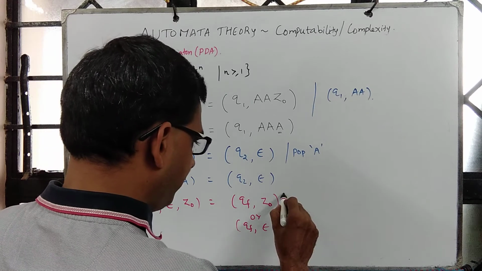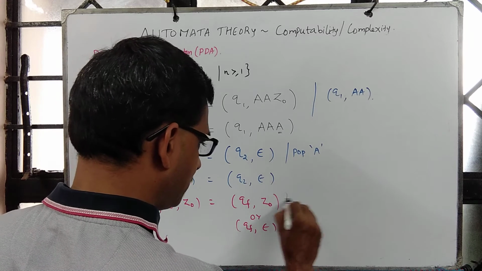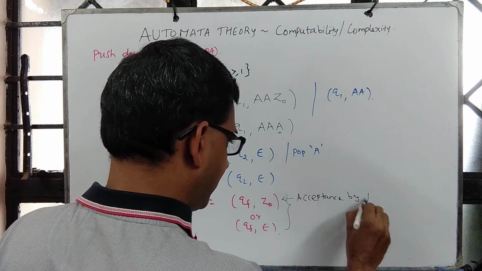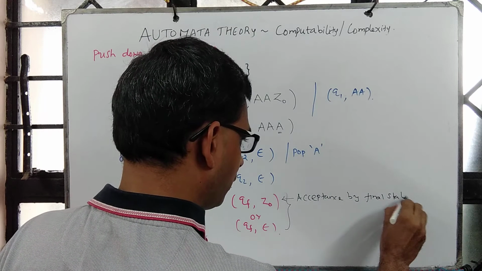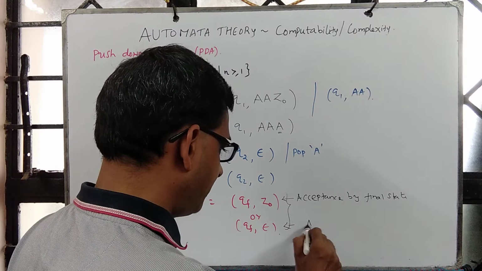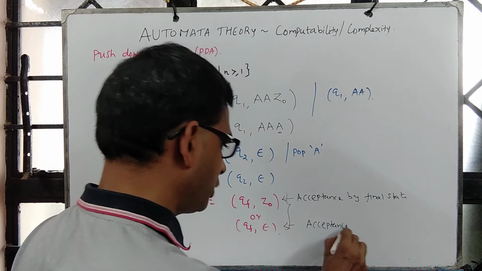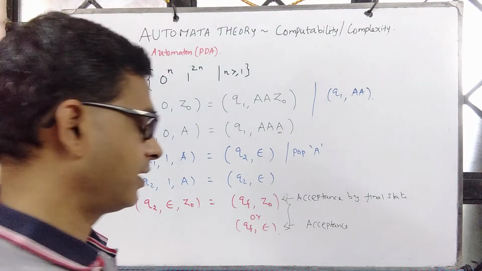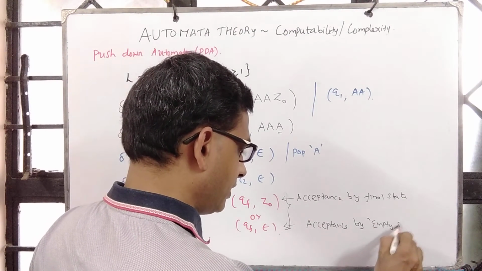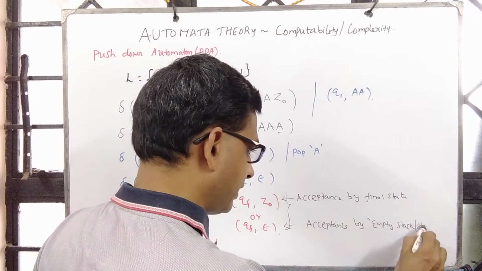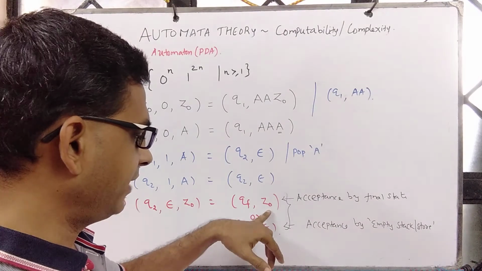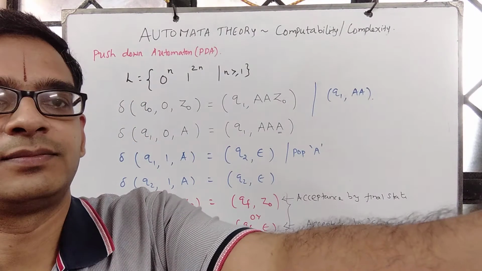There are 2 ways of accepting this. This one is acceptance by final state, very similar to what we do for finite automata. This one is acceptance by emptying the pushdown store. You even empty the stack. So acceptance by empty stack, or it is also known as empty store in the literature. Both are equivalent. Either you can write this or you can write this.